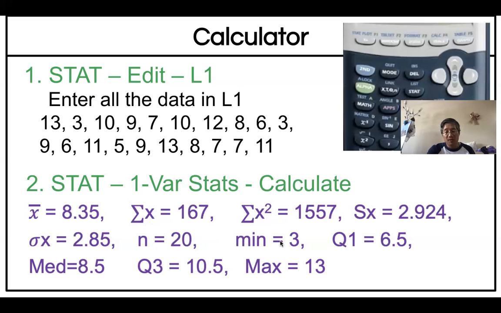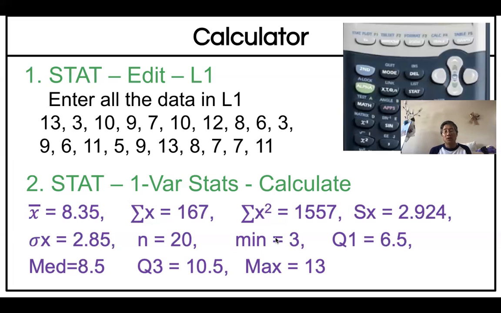Min means the minimum, the lowest value. So if you just know how to read it, everything becomes simple. And that's it. You don't need to calculate anything. The minimum here is 3, right? The lowest number is 3.